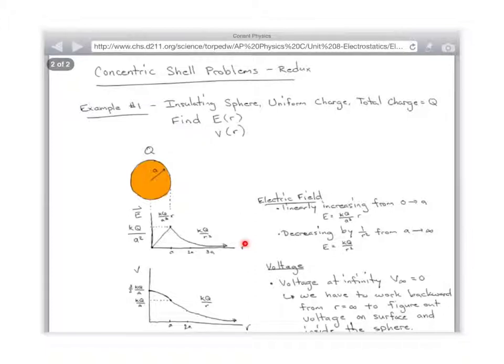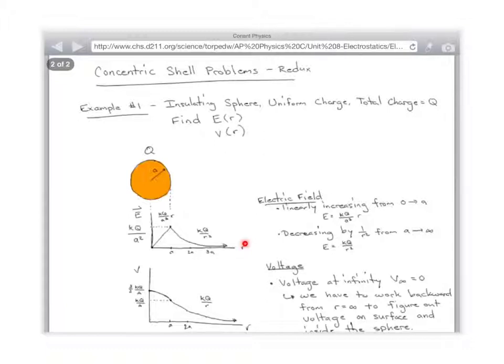Zero? No, not zero. Explain it. Voltage isn't a vector quantity, it's a scalar. So yes, there is voltage inside the ball. How much? Give me a number. The smallest is in the middle. No, the greatest is in the middle. I have that backwards.